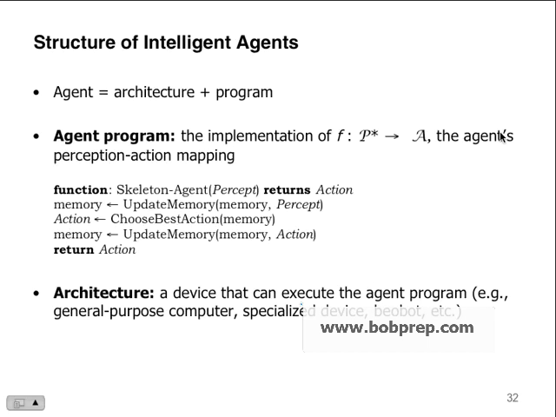So, the structure of the intelligent agent. The agent equals the architecture plus the program. The architecture is going to be the hardware or the foundation that it's going to work with. Agent programs are implemented using the percept action mapping. And the percept action mapping is going to give us our reactions.